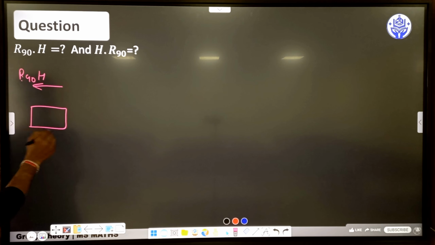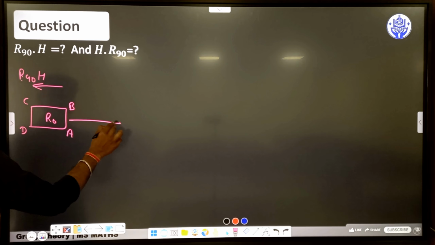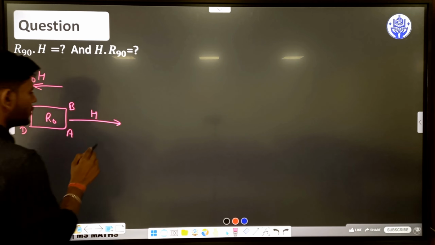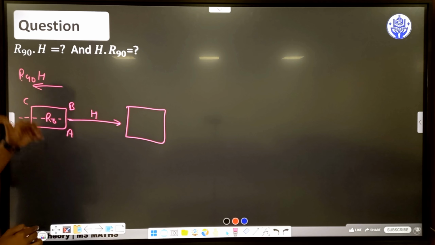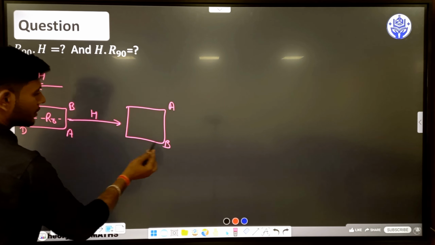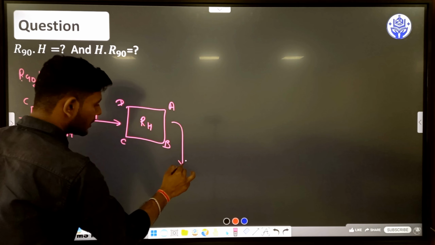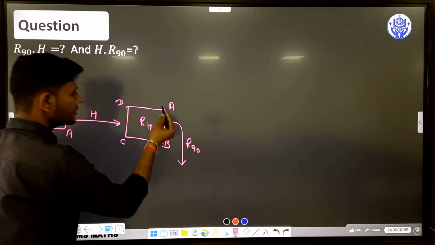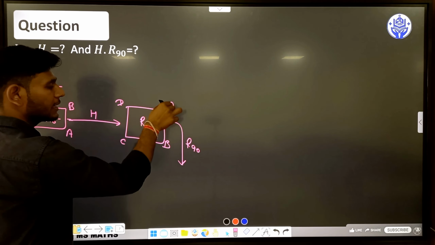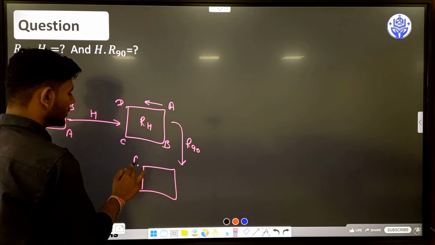Just take R from here, A, B, C, D. It is R0. Just apply horizontal first from the back side. If it is horizontal, then take from here, and it will be A, B, C, D. It is RH. Now from here you are going to apply R90. Just move like this. Keep A, and if you go this side, this will be R90. So here it will be A.